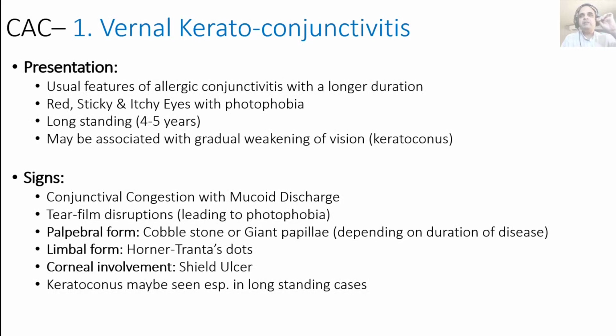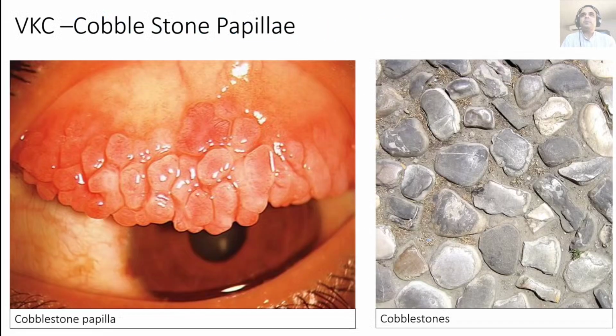The limbal form would have something called Horner-Trantas dots. We'll see what those are. The corneal involvement is a shield ulcer, and keratoconus may be seen especially in long-standing cases, as we talked about a bit ago. So these are what cobblestone papillae are, and they are larger and flatter as compared to your regular papillae. They're called cobblestone because they look like cobblestones, which are those stones used to make nice paths in your garden, or landscaping stones.